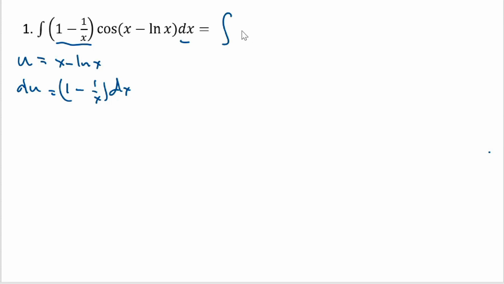So we start now with cosine of u, and then (1 minus 1 over x) dx is equivalent to du. So the integral of cosine u du is sine u plus a constant. Replacing the value of u, we have sine of (x minus ln of x) plus a constant.